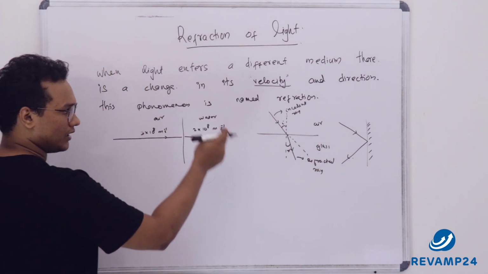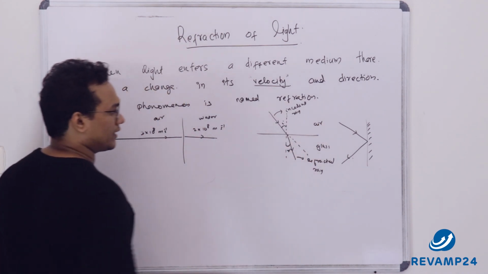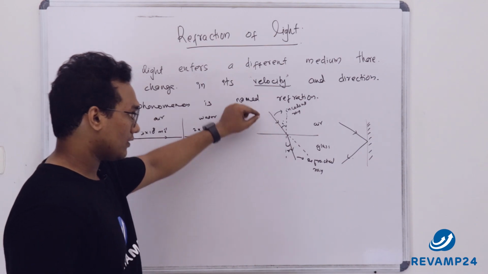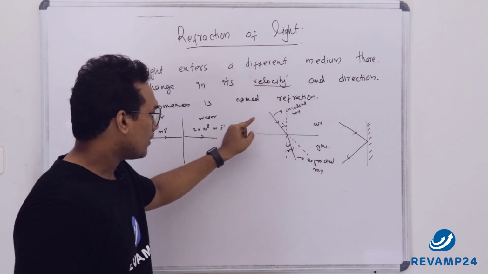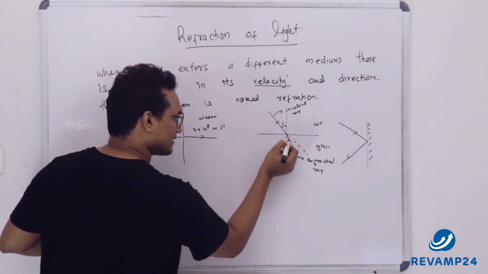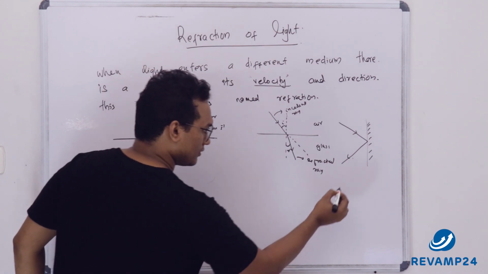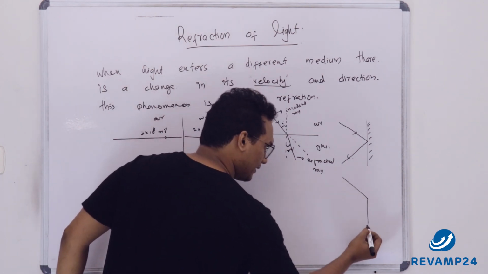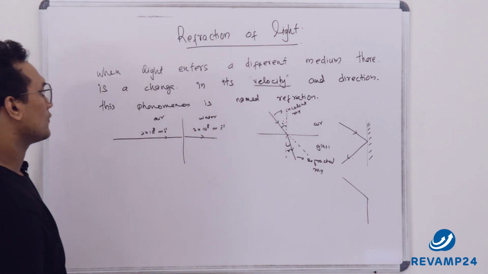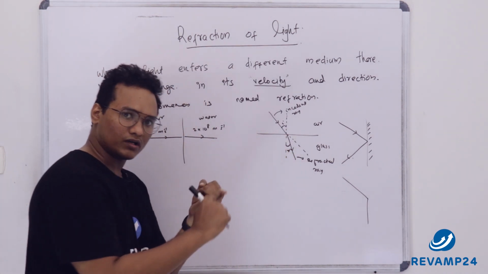Now we have already learned that when light travels from one medium to another medium, the direction of the light ray would be bent, or the direction of the light ray would be changed. So this is the direction that is changed to here, or I can say there is a bending of the light ray. It was going in this direction, now it is bent to this direction. So in this case there are both changes.